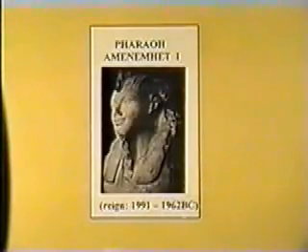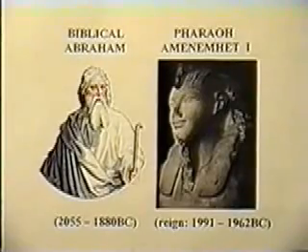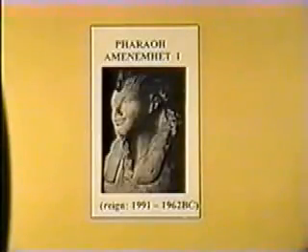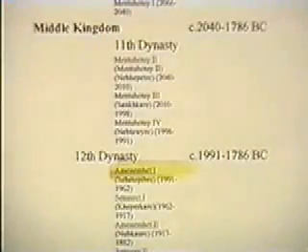Besides Pharaoh Amenemhet and biblical Abraham living in the same place at the same time, is there any other evidence connecting biblical Abraham to Pharaoh Amenemhet I? According to Egyptian history, Pharaoh Amenemhet I was not of royal blood, and his family origin is unknown. Egyptology experts believe he seized the throne of Egypt after murdering Pharaoh Mentuhotep.